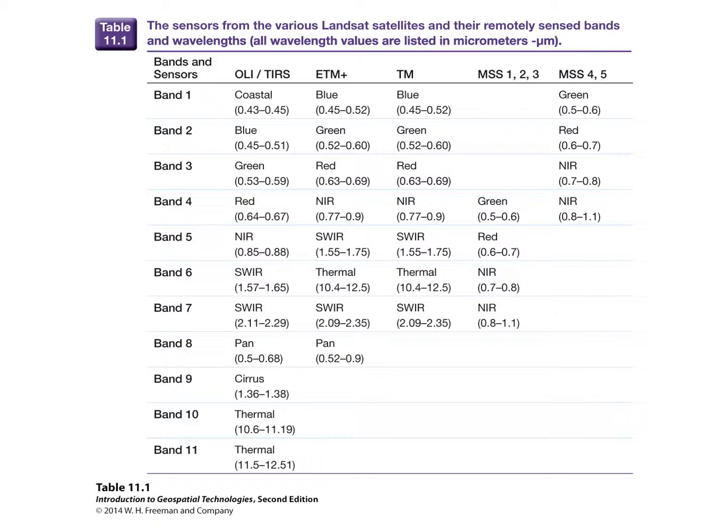Then you have the ETM+, which is the Enhanced Thematic Mapper Plus, and it collects up to 8 bands of information: blue, green, red, near infrared, shortwave, thermal, a second shortwave, and a panchromatic. The Thematic Mapper, which is sort of an older, more common one: blue, green, red, near infrared, shortwave, thermal, and another shortwave. And then we have the MSS 1, 2, 3, and 4, 5, which are essentially ones that collect 4 bands. One collects green, red, and 2 near infrared bands.